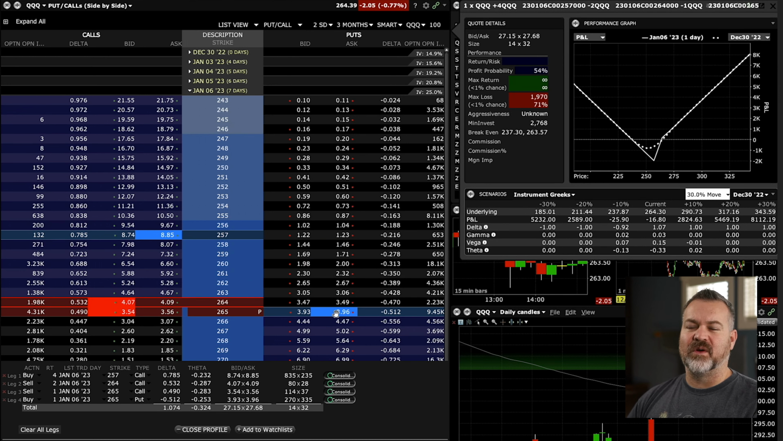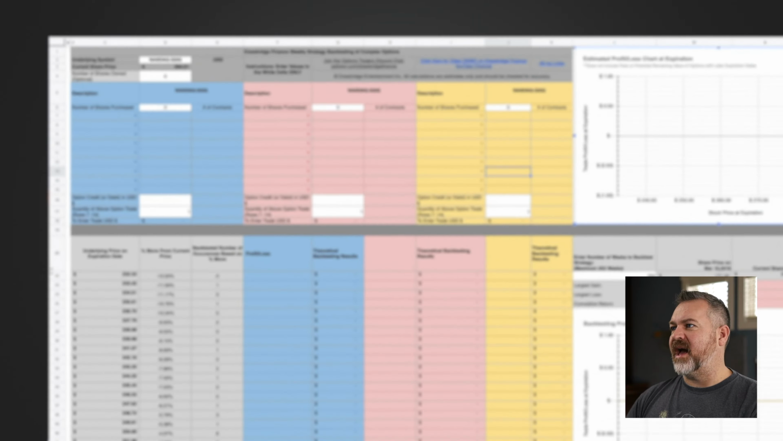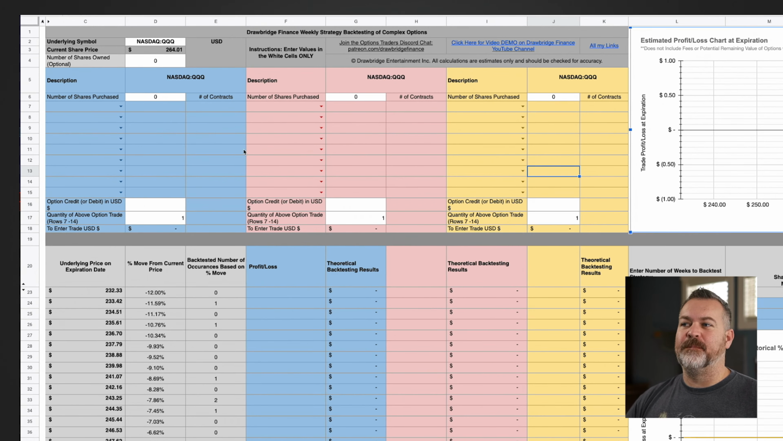But what I wanted to know was, how does it function over time? What can we do? How can we backtest it? Well, this is where my spreadsheets come in. I already have a spreadsheet built that compares complex options. Now, you guys have seen a video on this before. Basically, I can put three different positions into this spreadsheet, and then I can compare them graphically.